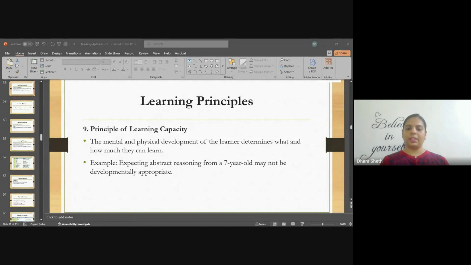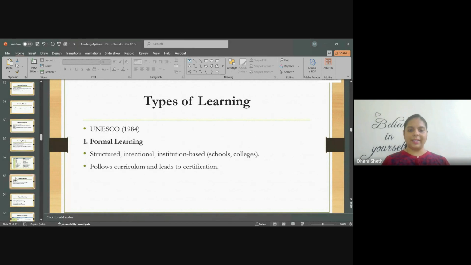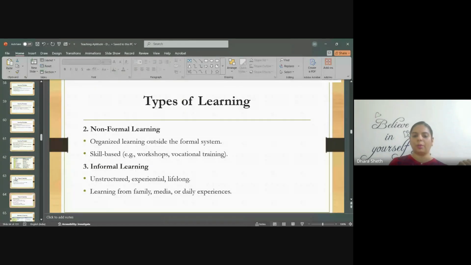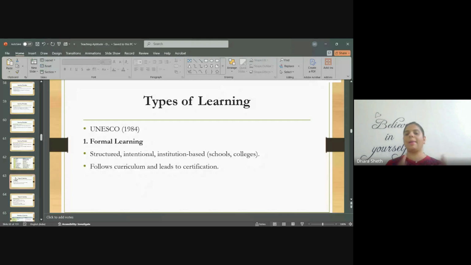Yeah. Let's move on to the next topic, that is types of learning. So UNESCO in 1984 classified learning into three types: formal, non-formal, and informal. Formal is what happens in our schools, colleges. There's curriculum, there's structure, learning objectives. It is institution based. It follows a curriculum and you get a certificate at the end of it.